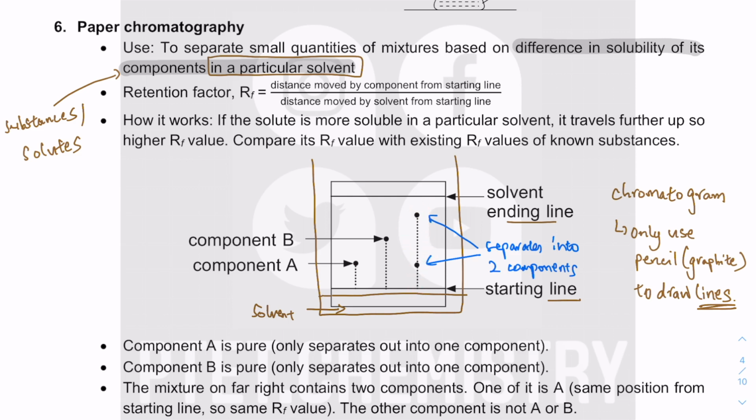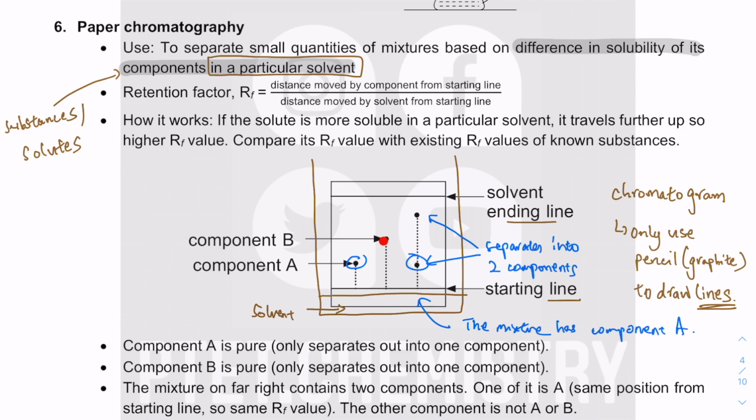Does it contain A or B? It moved up here. You can see this is the pure substance, this is the mixture. This thing has exactly the same distance moved as component A, which is pure. So I can say that by looking at this and this, the mixture has component A. Does the mixture have component B?